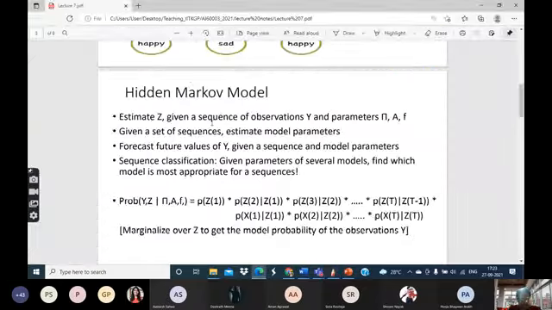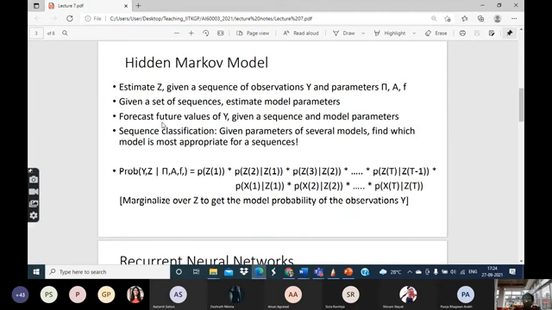Now suppose you are able to estimate the model parameters, or you are able to estimate the hidden states. Then what will you do with it? Why is it important? One thing that you can do is forecast the future values of y given a sequence and the model parameters. Suppose you know the model parameters, or you have estimated them, and you have seen a particular person's employment status for say 50 months, and then you want to predict it for the next 50 months.